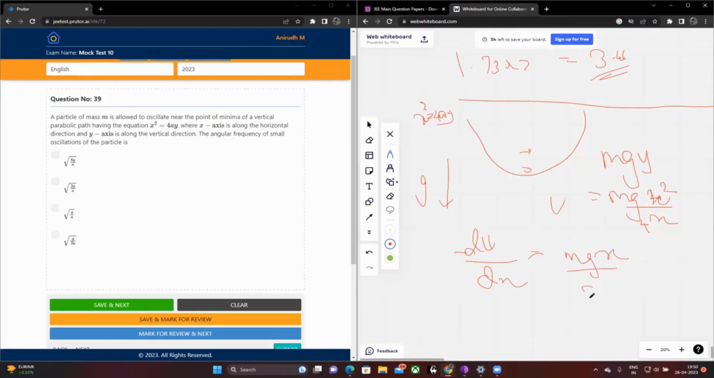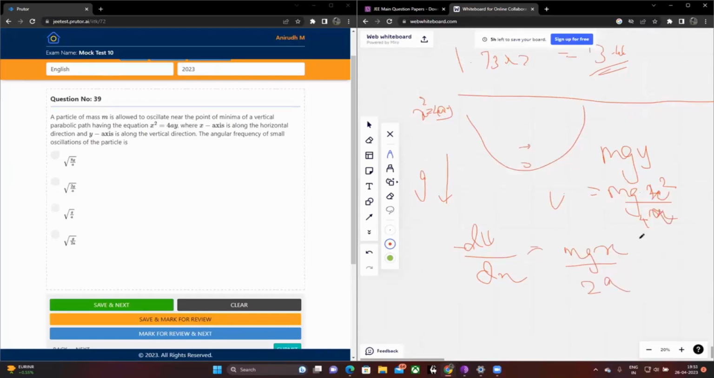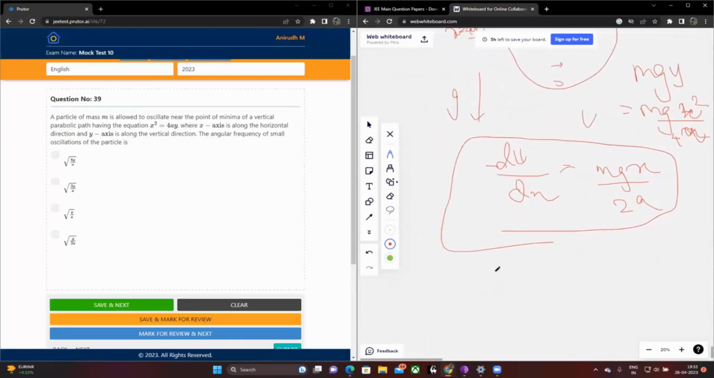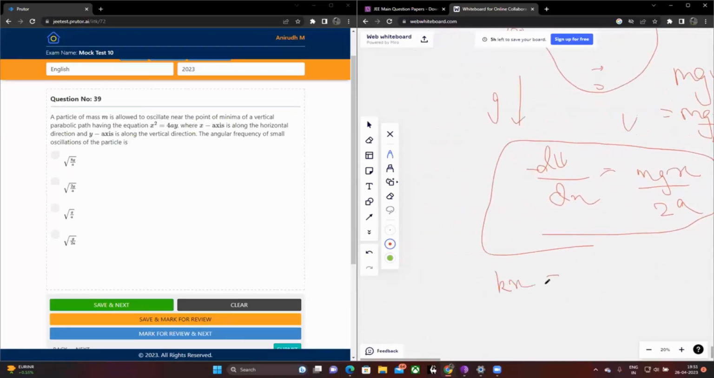That's going to be mgx divided by 2a. And that's going to be the Kx, which is your mgx by 2a. That's going to be the force that's pulling it back. That's kind of like the spring force, the force that brings you back to equilibrium. So this k is what is asked for.